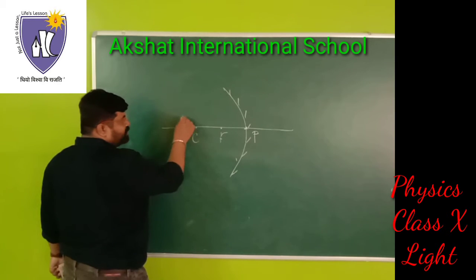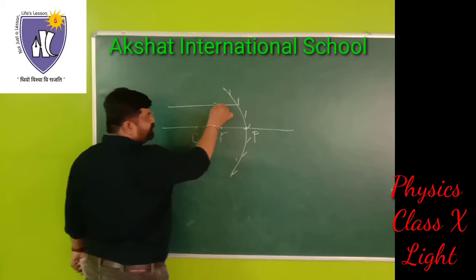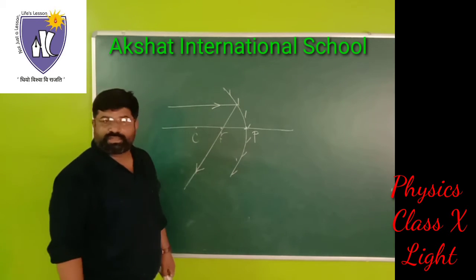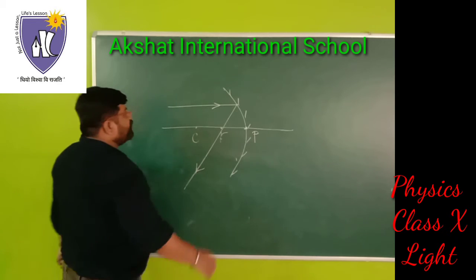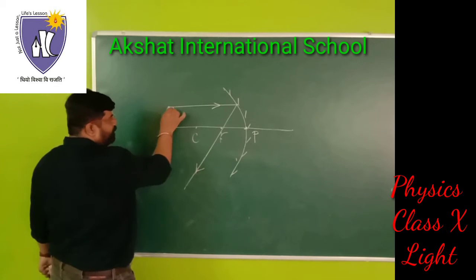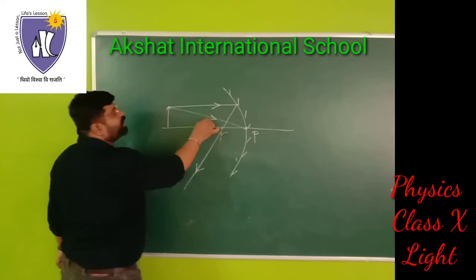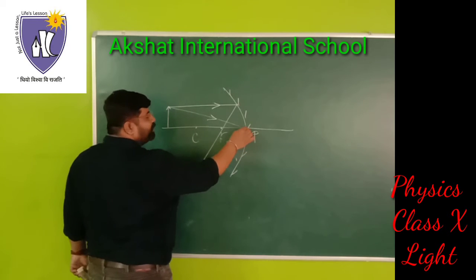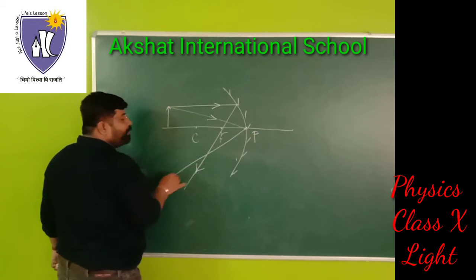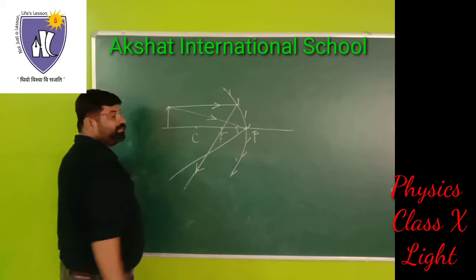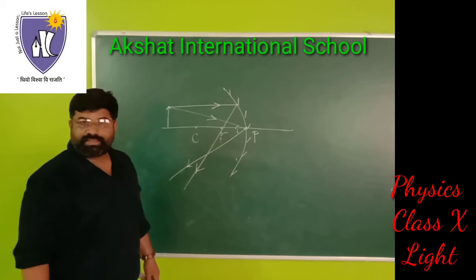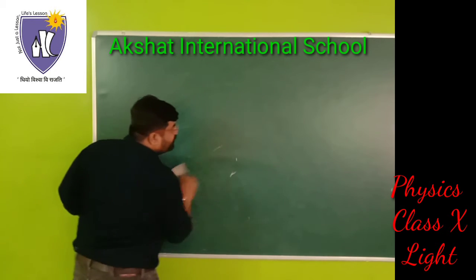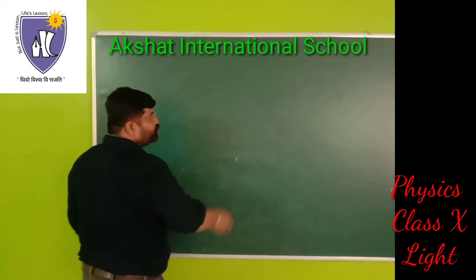Suppose a ray is coming parallel to the principal axis, then we'll take it like this. It will pass through the focus. Suppose a ray is coming and striking the pole, in that case the ray will reflect making an equal angle. It will move like this. There are 2 different rays that we can also choose.